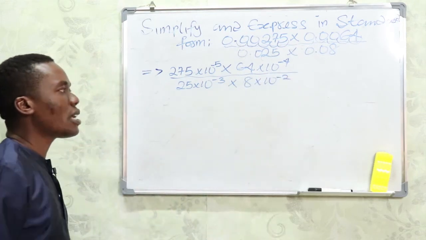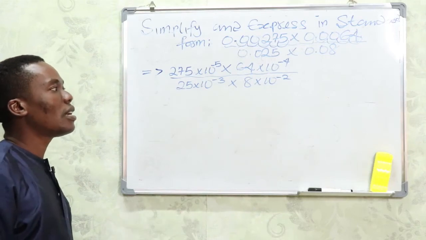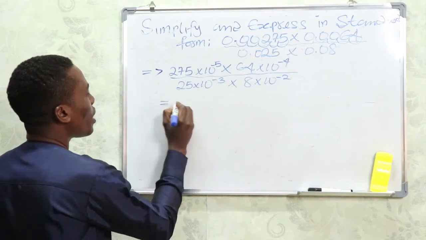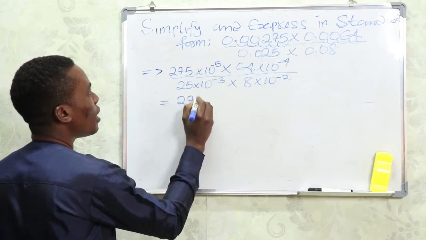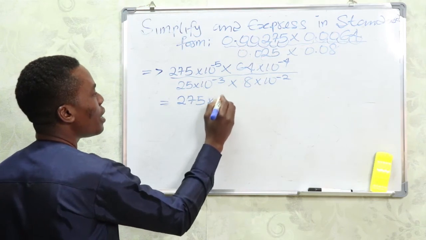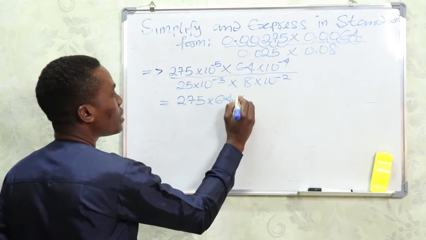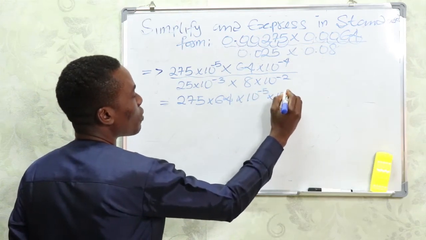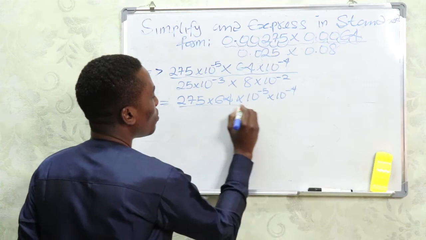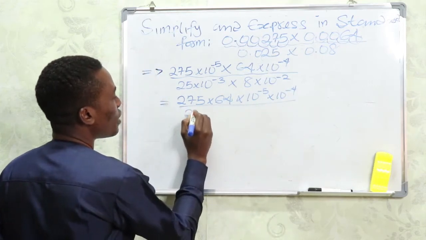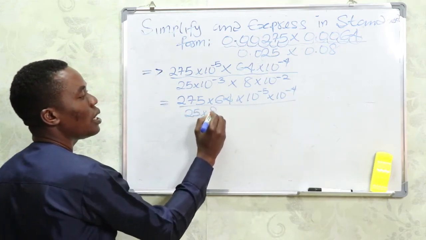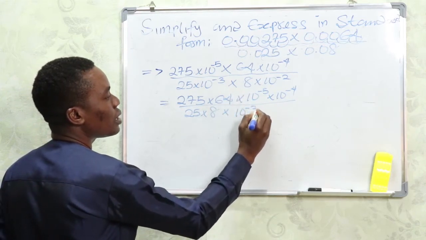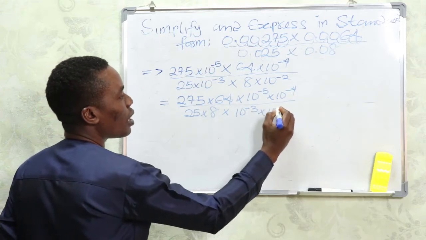Now we've expressed all the values in standard form. Now we want to reduce them further. To reduce them further, we are going to take this to be 275 multiplied by 64, multiplied by 10 raised to power minus 5, multiplied by 10 raised to power minus 4, all over 25 times 8, then multiplied by 10 raised to power minus 3, multiplied by 10 raised to power minus 2.